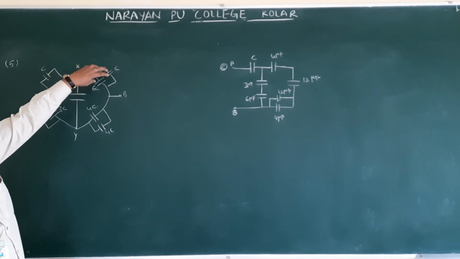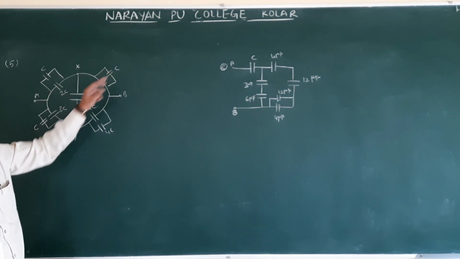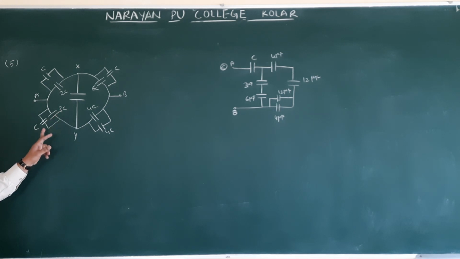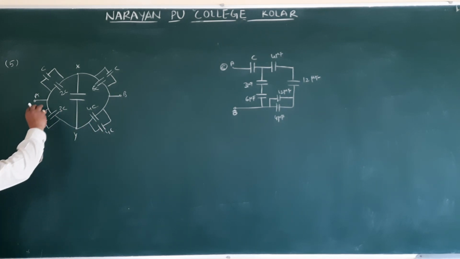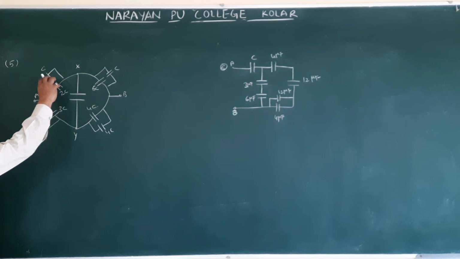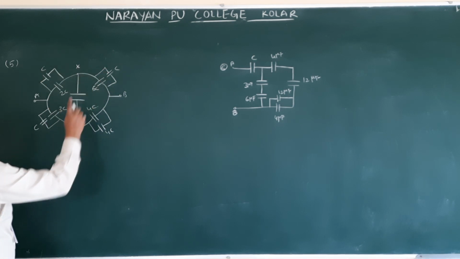So here also parallel. In place of this how much will you get? 6C. 5C plus C, 6C. These two are also parallel. 3C plus C, 4C. So 4C plus 4C, 8C. Now this is also a Wheatstone bridge. After removing this, combined. So here 4C, here 6C. 4C by 6C.